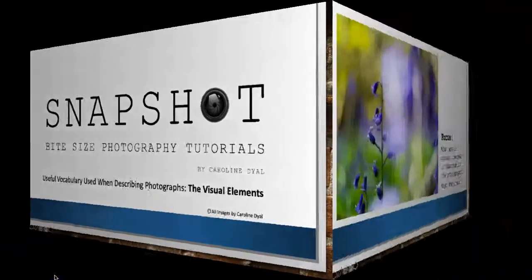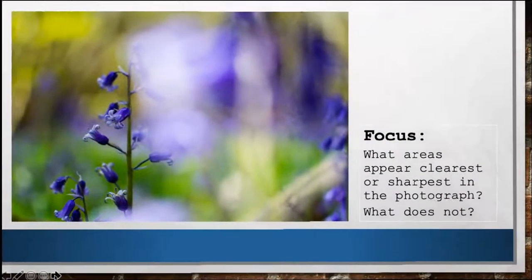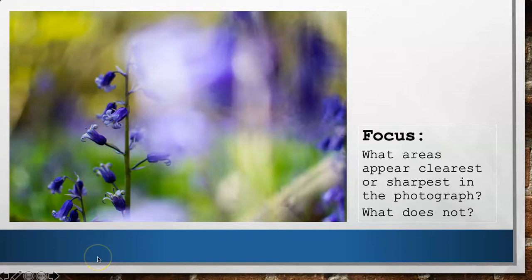So the first one is focus. And this means it's all about which areas of the image are the sharpest and which areas aren't. So this image here I've taken of the bluebells. Here I've used a really shallow depth of field, so the focus is here and the rest of the image drops out of focus. So this is the focus.